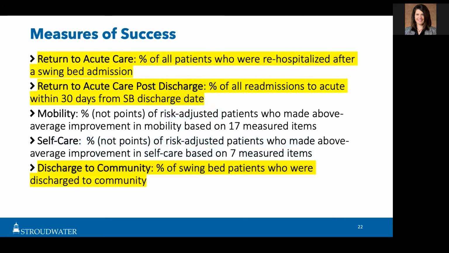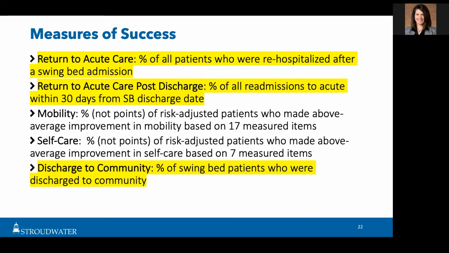So what are some measures for success? When we look at our own swing bed patients, and what happens to them post-discharge, some of the things that we can start measuring is around the percent of patients that were rehospitalized after a swing bed admission. So did they end up back in our inpatient beds? And what was that percentage? And what about the percentage of readmissions to acute within 30 days? And then what we really want to see is the percent of swing bed patients who were discharged to the community. And so those are some of the things that we can be tracking, and to really measure the success of our own swing bed program.